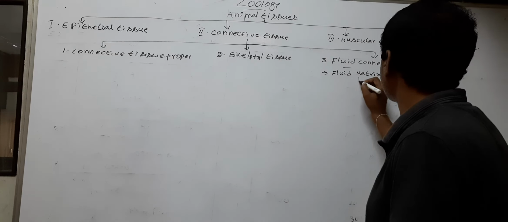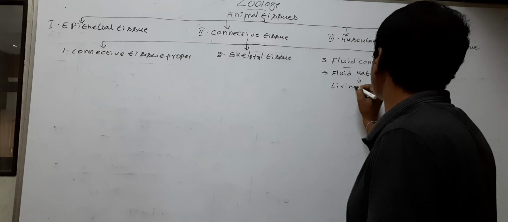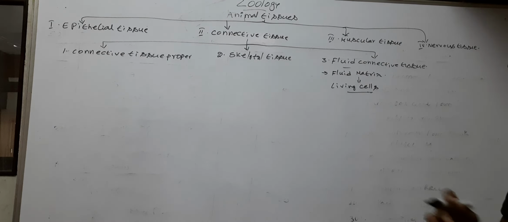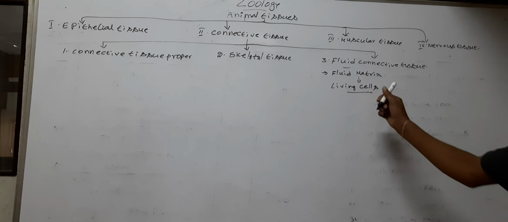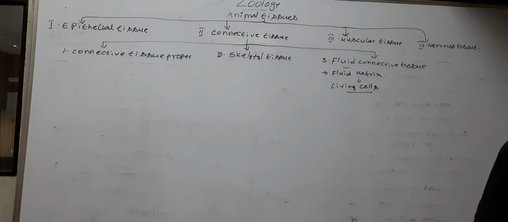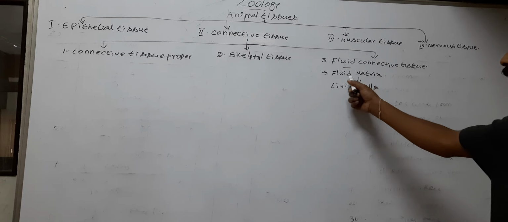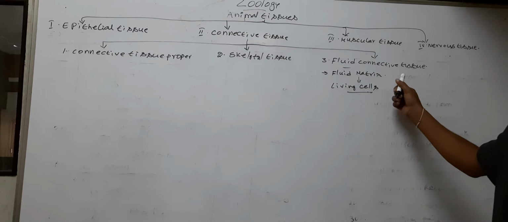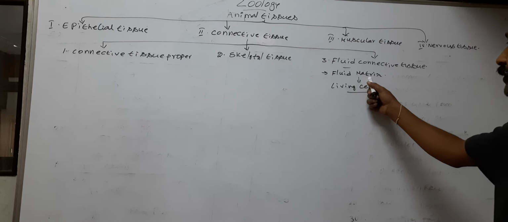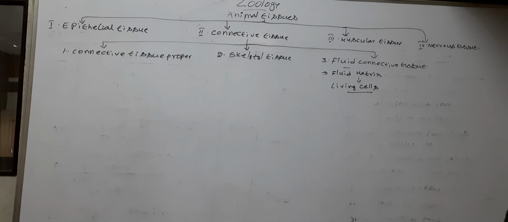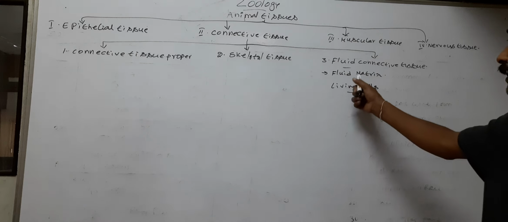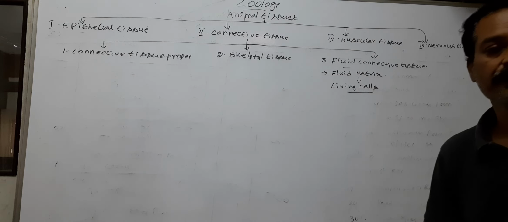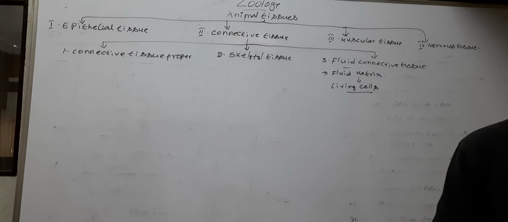The matrix contains living cells. The living cells of the fluid matrix of fluid connective tissue do not produce matrix. The fibers are absent, so the fluid matrix is fiber free, but it contains living cells that do not produce matrix.